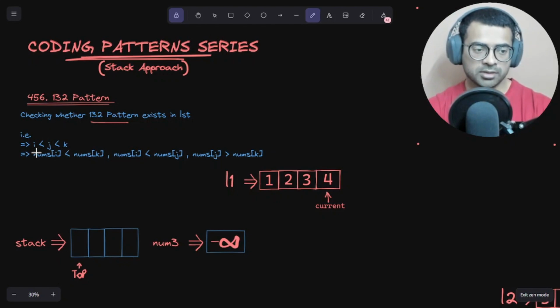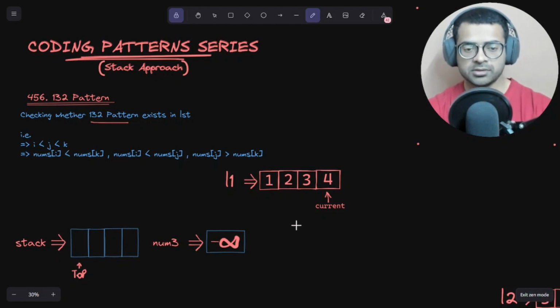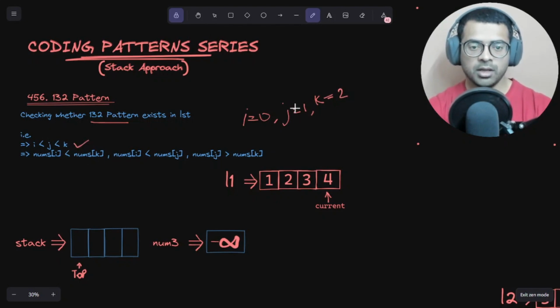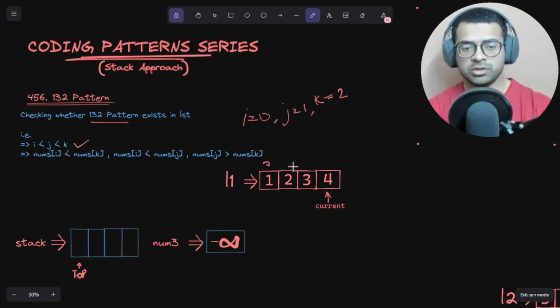Now what are these i, j, k? So i, j, k are indices, okay, which means that let's say if i is 0 and j is 1 and k is 2, then this condition is true. Okay, this is the first condition. i means index 0, j means index 1, and k means index 2.